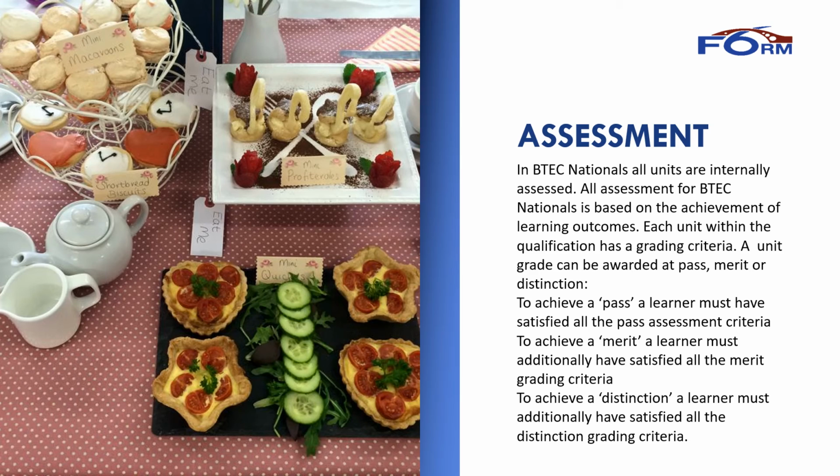Now to achieve a pass, the students have to satisfy all the pass assessment criteria. To achieve a merit at the end of the unit, the student must achieve all the pass criteria plus all the merit criteria. And the same if they wanted to achieve a distinction, they would have to achieve all the pass criteria, then the merit criteria, and then the distinction grading criteria.